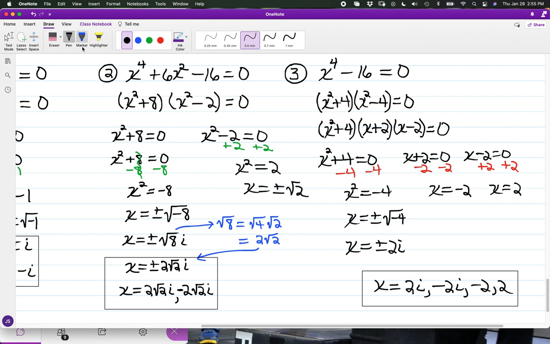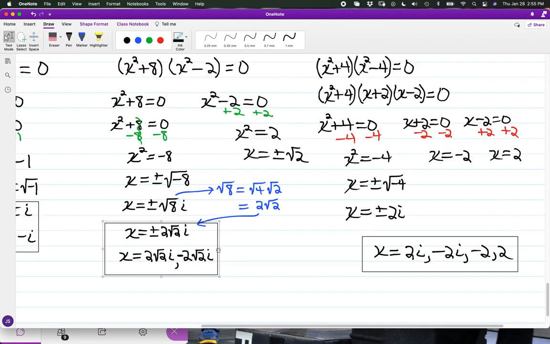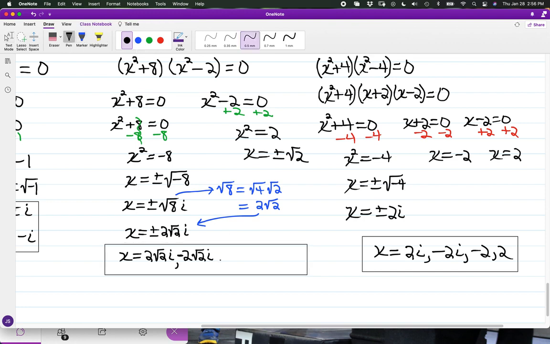I overlooked that. So for x squared equal to 2, you have x equal to plus or minus the square root of 2. So you have the square root of 2 as well as the negative of the square root of 2.